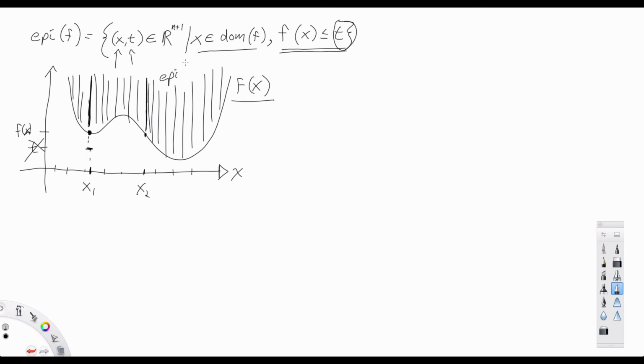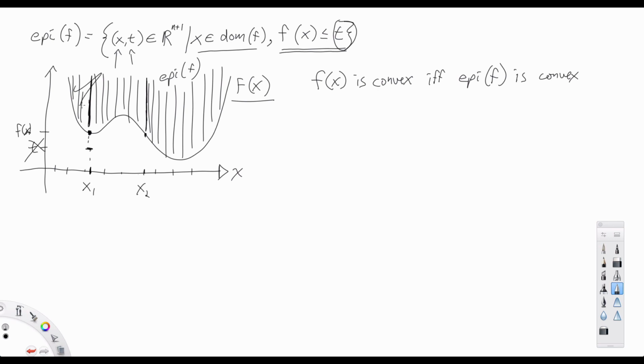So this is the epigraph of f. The really useful thing about epigraphs is it helps us to conceptualize whether a function is a convex function or not rather rapidly. That is because it's possible to show that if the epigraph of a function is a convex set, then that function must be convex. Or in other words, f of x is a convex function if and only if the epigraph of the function f of x is a convex set. We're not going to prove that here, but it's a really useful conceptual tool.